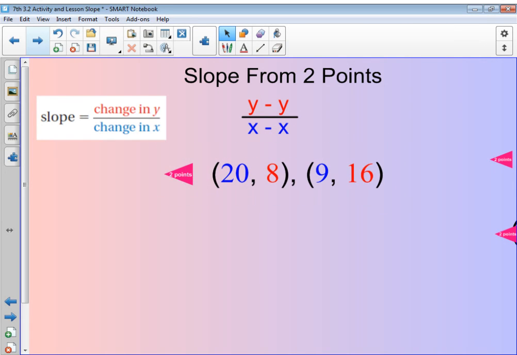Okay, so I want you guys to pause your video and practice setting this one up, and then we'll work through the final answer together. So go ahead and pause your video and work through setting up this equation with your y's on top, the change included, and then your x's on the bottom.